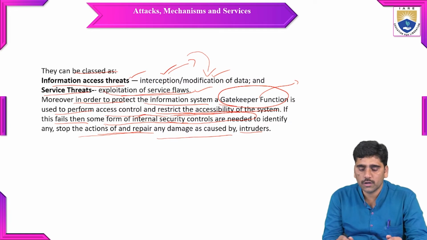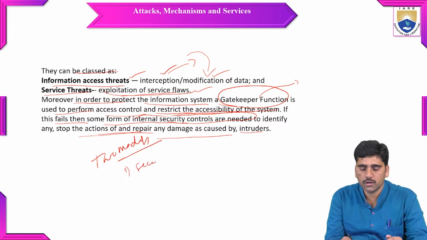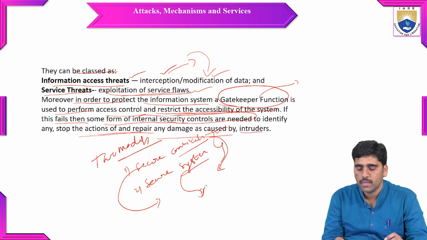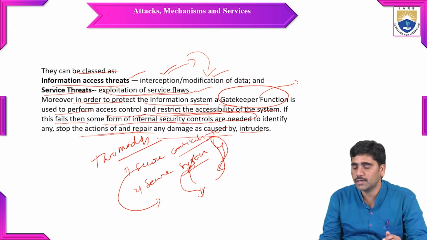So these are the two models. One is the secure communication model, and the second one is the secure systems model. So what you understood here is that one is secure communication: you need to provide security for the communication purpose, or else you need to maintain the security of the systems. You have to keep the systems secure, or you have to keep the communication secure. If these two models are not secure, then the data, the network and the systems are not going to be secure.